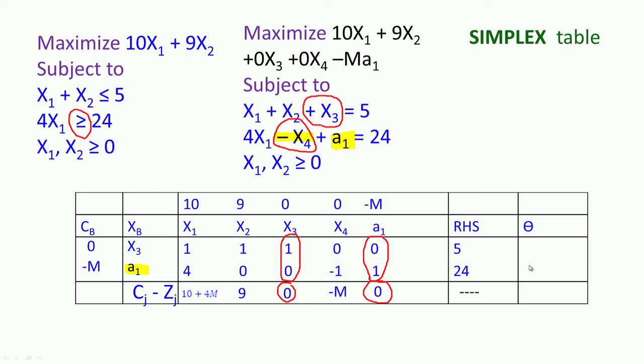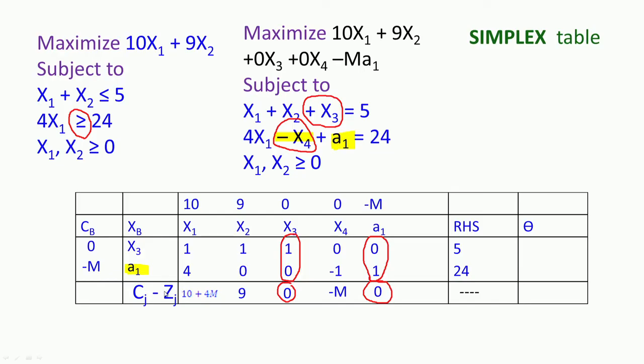So, we now have to check whether there is a variable that can enter the solution. So, x2 can enter the solution with 9, x1 can enter the solution with 4m plus 10. Now, m is large and positive, therefore, 4m plus 10 is bigger than 9. Therefore, the variable x1 will enter the solution because it has the larger value of Cj minus Zj between the two variables. Once again, this is 9, this is 4m plus 10, m is large and positive and tends to infinity. Therefore, 4m plus 10 is bigger than 9. So, variable x1 enters the solution.